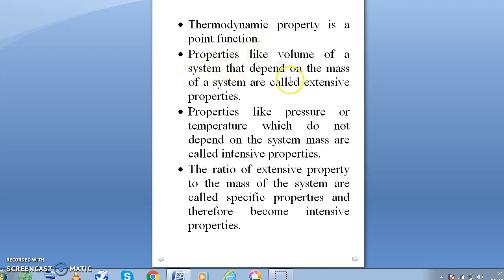Properties like volume of a system that depend on the mass of a system are called extensive properties. Properties like pressure or temperature which do not depend on the mass of the system are called intensive properties. The ratio of extensive properties to the mass of the system are called specific properties, and therefore become intensive properties.